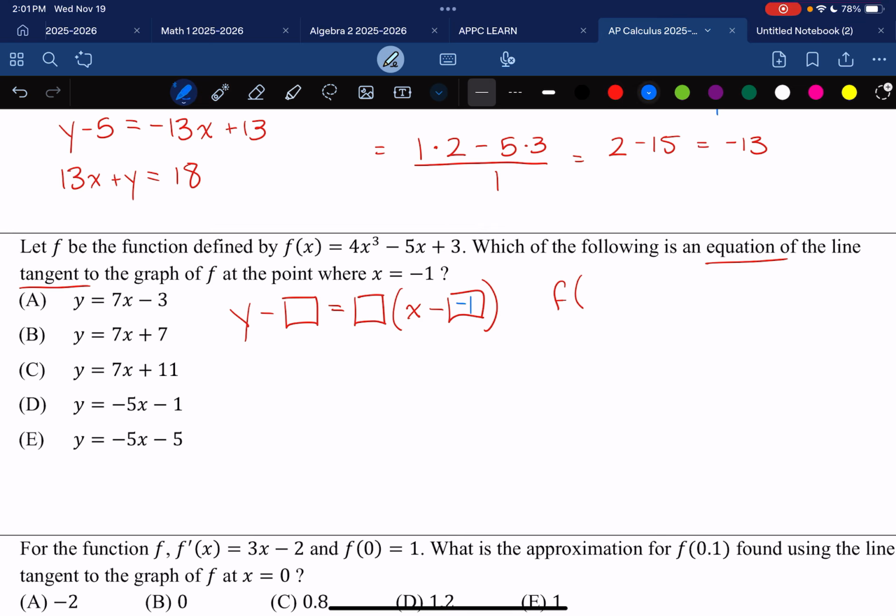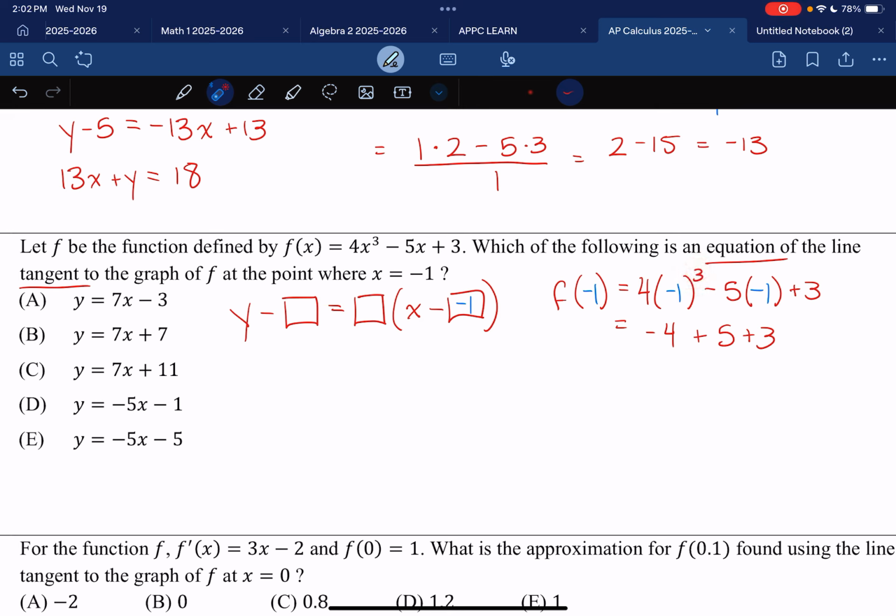To find f of negative 1, we need to plug in negative 1, and we have 4 times the quantity of negative 1 cubed minus 5. Ooh, that's supposed to be a 5 times my x plus 3. And I'm plugging in a negative 1 for each of these. When I do this, I'm left with a negative 4 plus 5 plus 3. Again, my shortcut is whenever I see an odd power, I keep it negative. All right, adding these together, negative 4 plus 5 is 1, 1 plus 3 is 4. This will be equal to a 4 for my y-coordinate, plugging in a 4 for my y-coordinate.